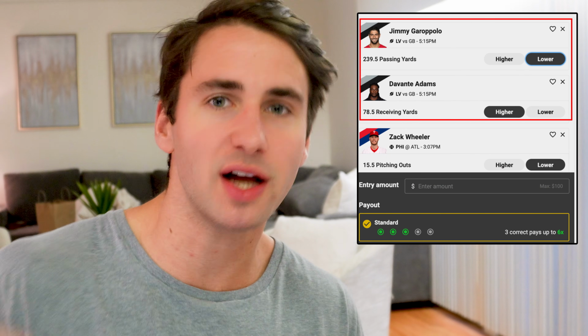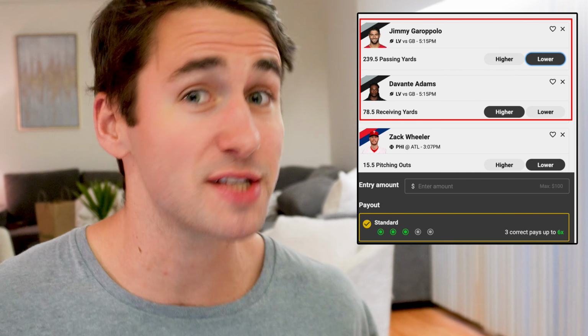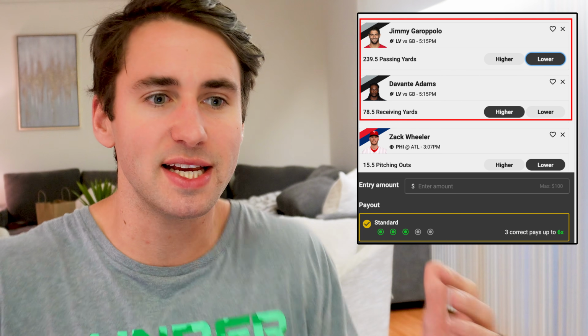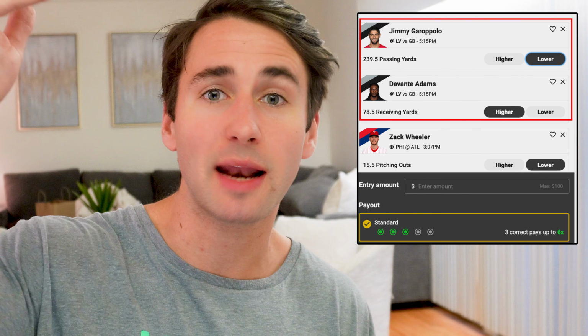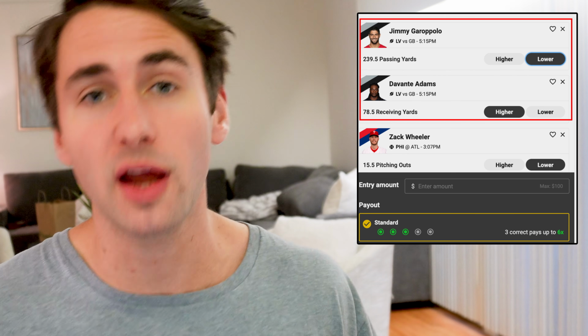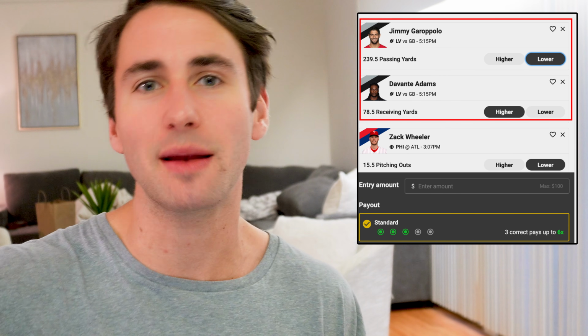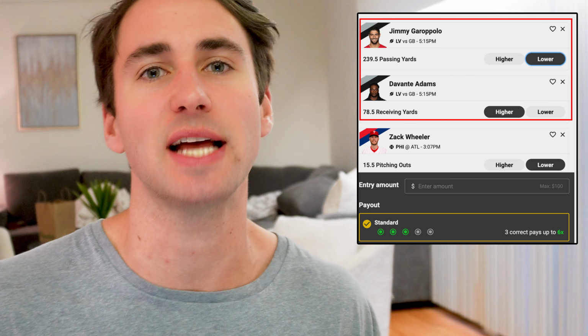Now, on the other hand, what you definitely wouldn't want to take, because these are negatively correlated, is Jimmy G to go over and Davante Adams to go under. That would make no sense, right? Underdog Fantasy is giving you the same 6x payout if you take Jimmy G and Adams both to go over, or if you take Jimmy G under and Adams over, which obviously doesn't make any sense to do.